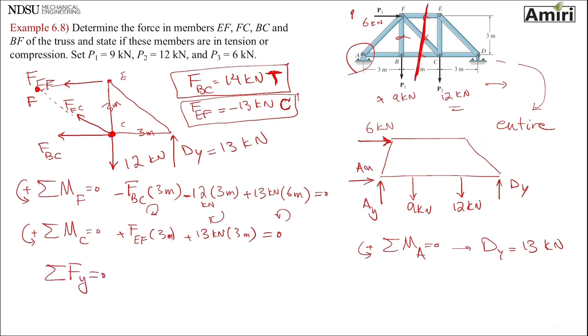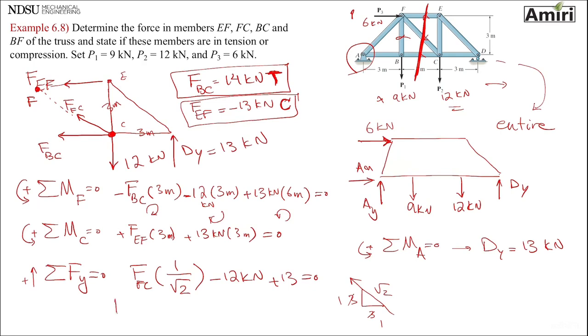Summation of forces in Y equals 0. I have FC times 1 over square root of 2, because this force is 3, 3, or in other words 1, 1, over square root of 2, minus 12 plus 13 equals 0. So FC, I write this one down here, is minus 1.14 kilonewton. So this one is a compression. All right, so this one done, this one done, this one done.